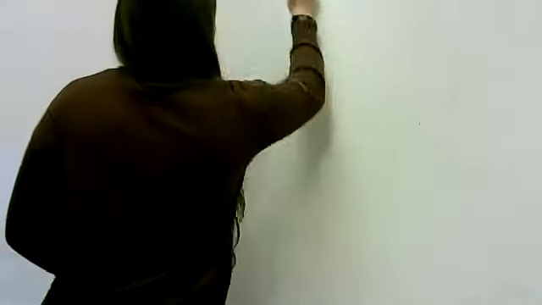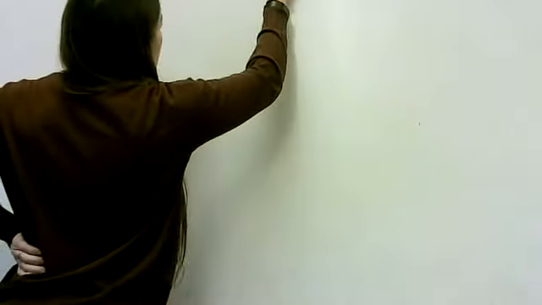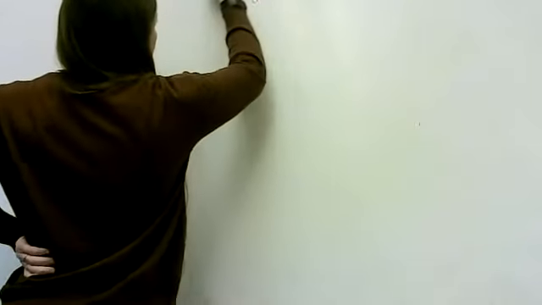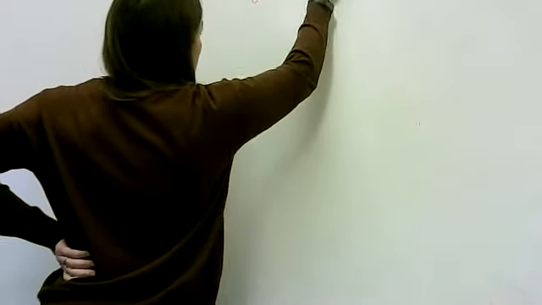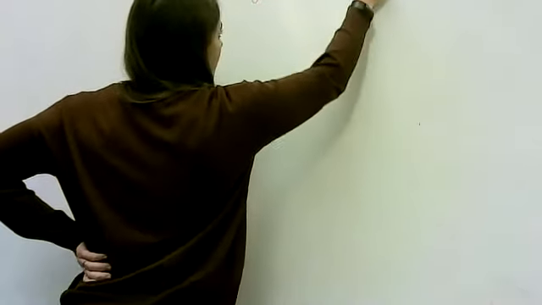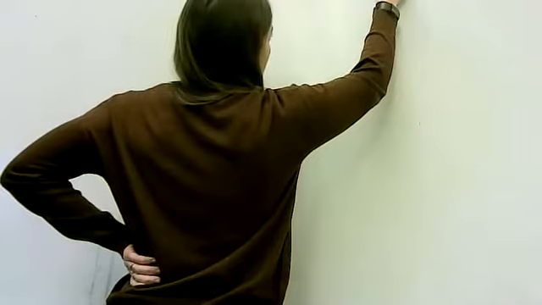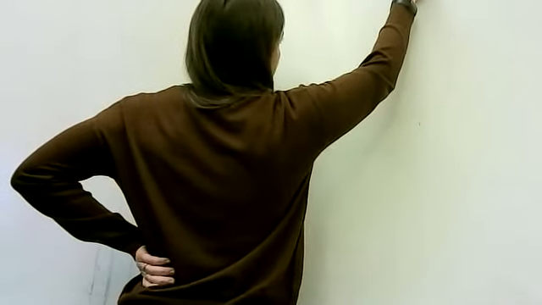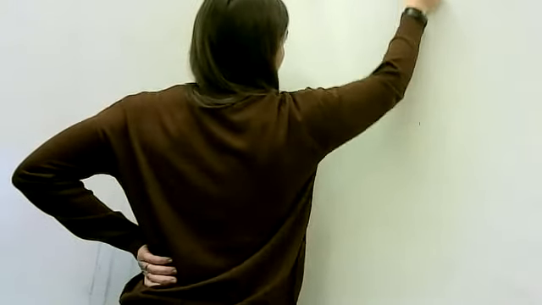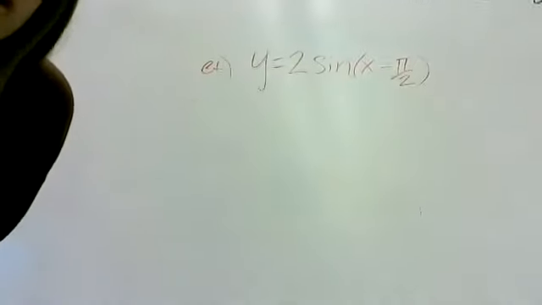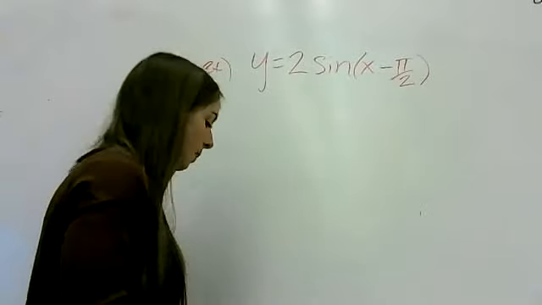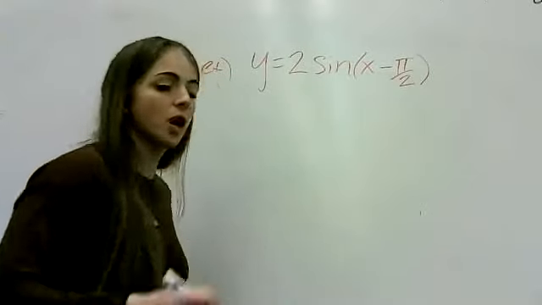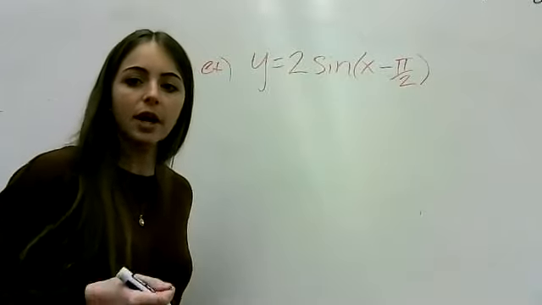So in this example, we have to graph y equals 2 sine quantity x minus pi over 2. The first couple things we're going to want to do here is identify our A, B, and C.